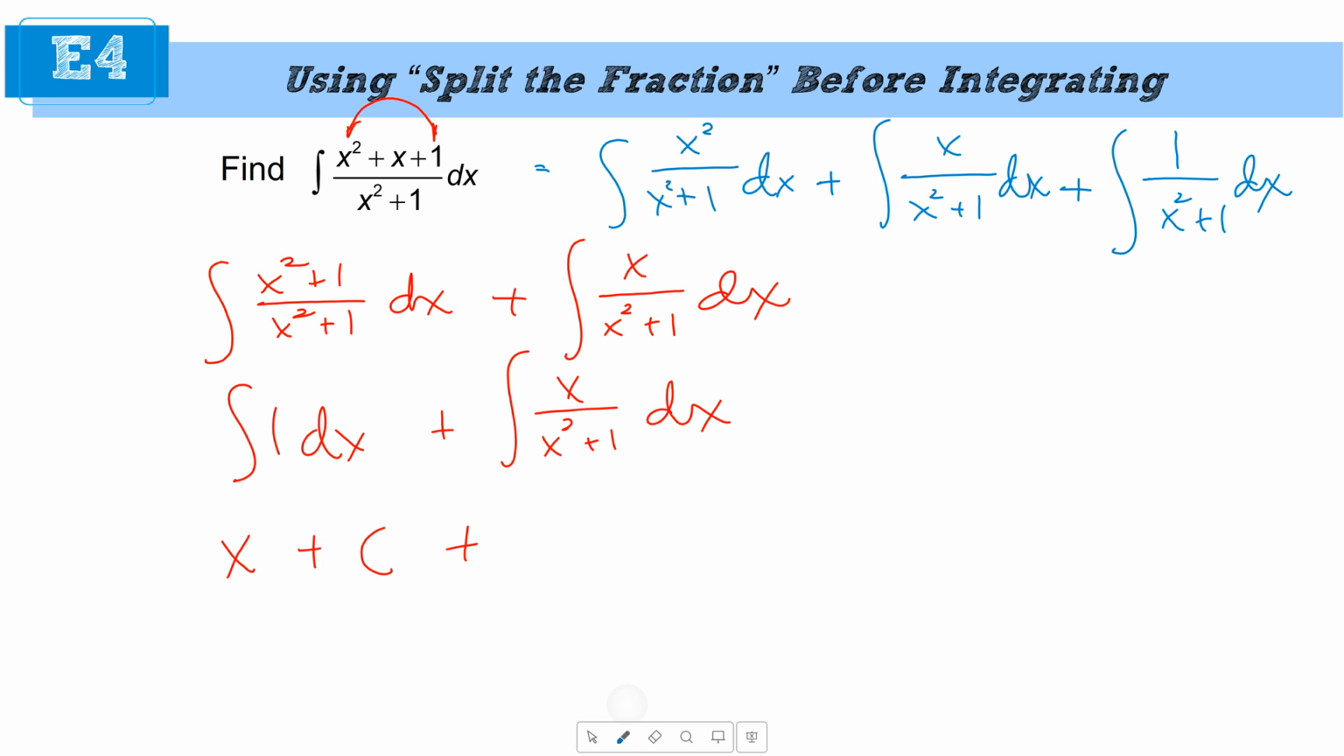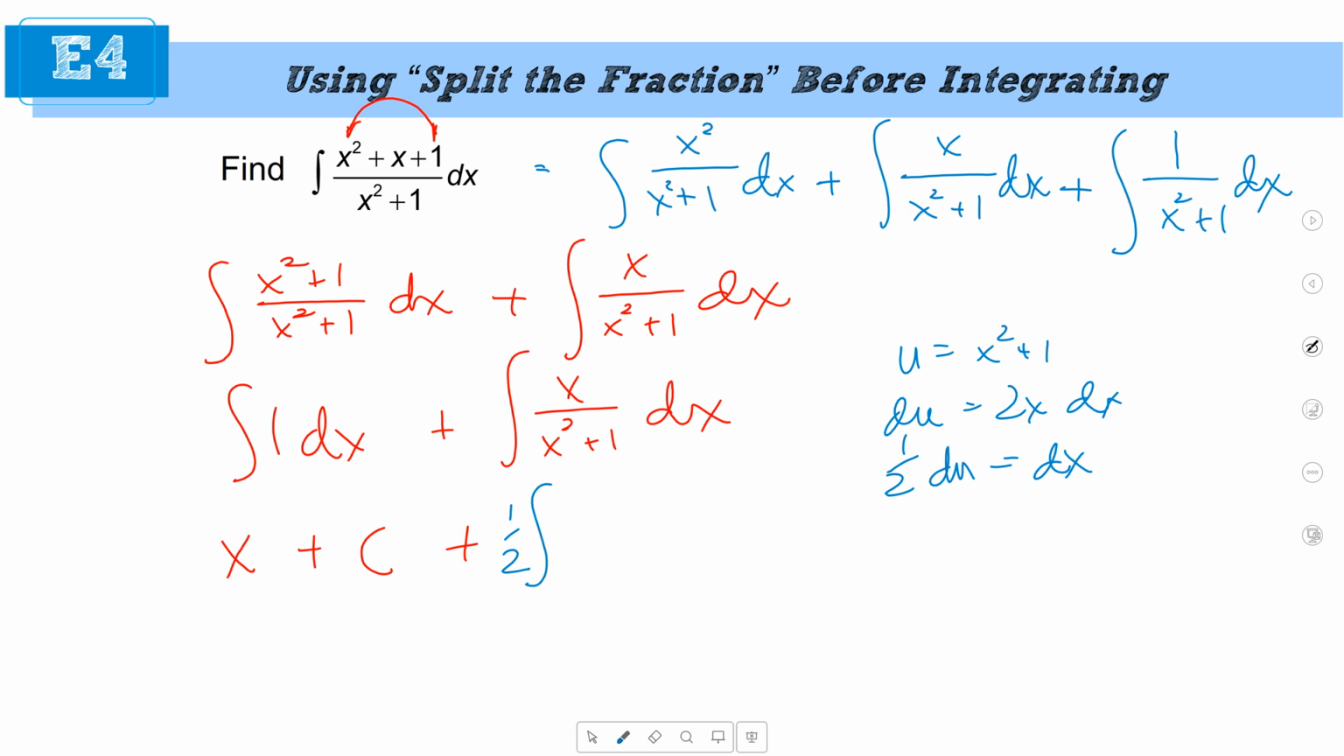Okay, so then changing colors here. u is equal to x squared plus 1, so du is equal to 2x dx. So dx is equal to 1/2 du. So this becomes the integral of 1/2 times 1 over u du, which is x plus c plus 1/2 times the natural log of the absolute value of x squared plus 1 plus c. Uh-oh. I've got 2 plus c's.